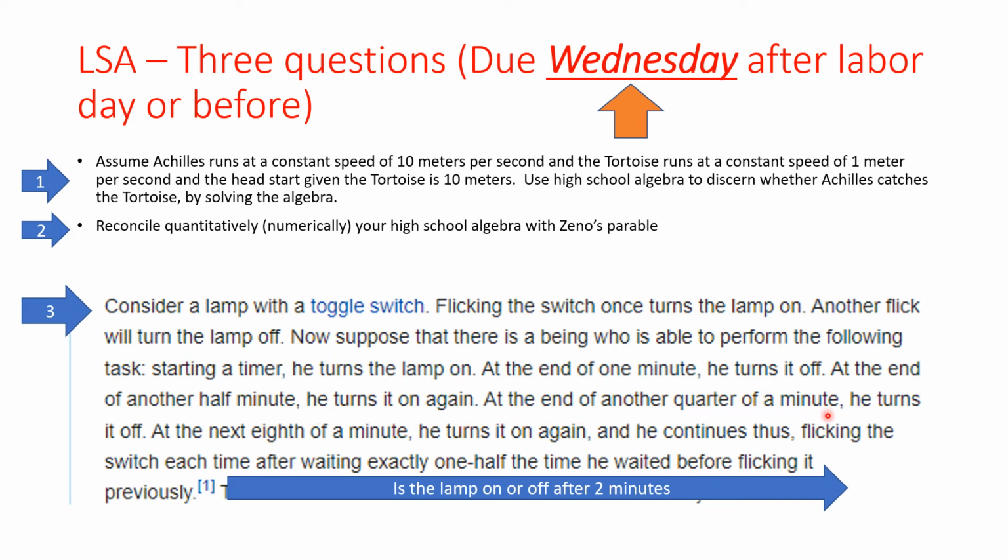At the end of another quarter minute, he turns it off. At the end of 1/8 of a minute, he turns it on again, and he continues thus, flicking the switch each time after waiting exactly 1/2 the time he waited before flicking it previously. The question: is the lamp on or off after 2 minutes? And explain your reasoning.